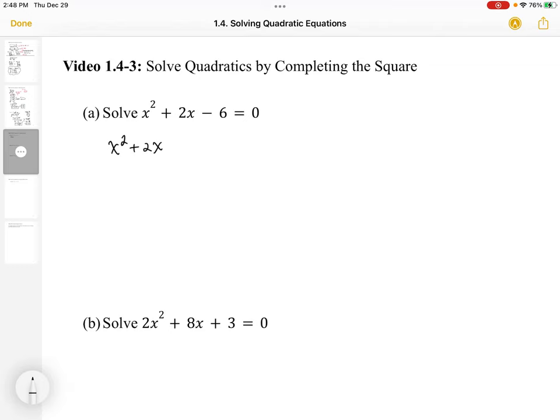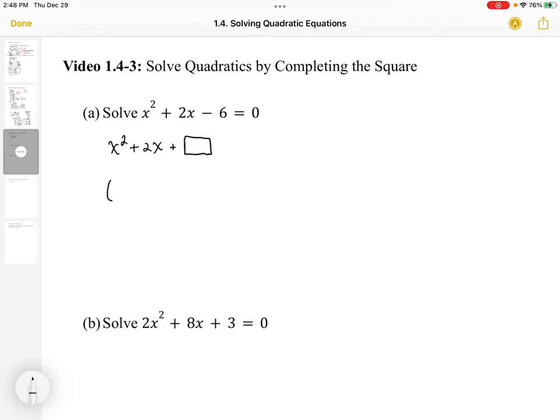Let's even ignore the equal sign for now. Now, my question is, how can I factor this as a perfect square trinomial? Now, a perfect square trinomial is, of course, a trinomial. So I'm missing a term here. There's a third term, and that third term is something that would make this a perfect square trinomial.